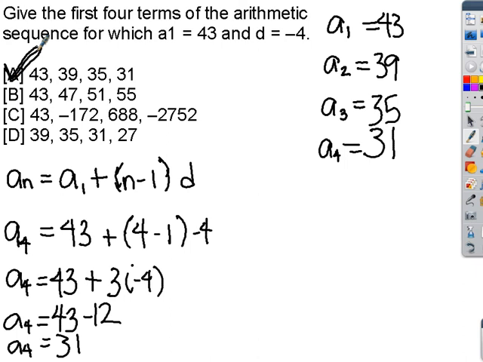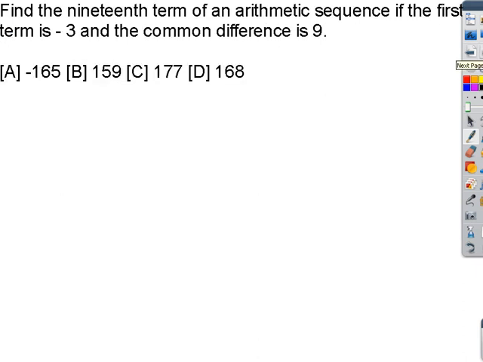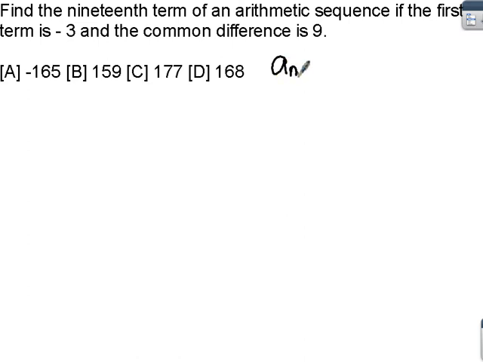Find the 19th term. Let me roll this down a little bit. Find the 19th term of an arithmetic sequence if the first term is negative 3 and the common difference is 9. Okay, so we've got an arithmetic sequence. Let's start with our formula. A sub n equals a sub 1 plus n minus 1 times d. Alright, now I want you to fill in what you know. Do we know a sub n?